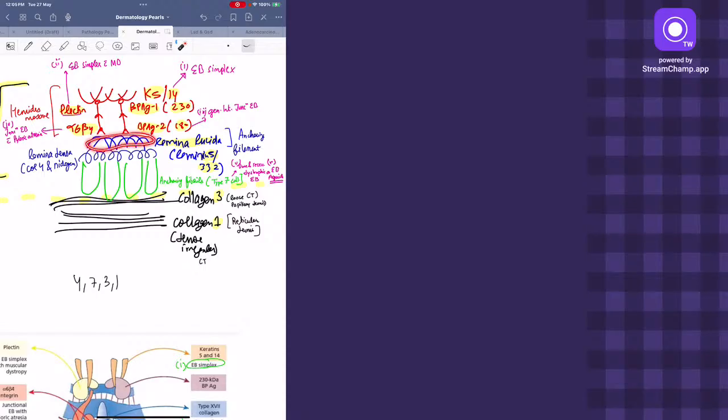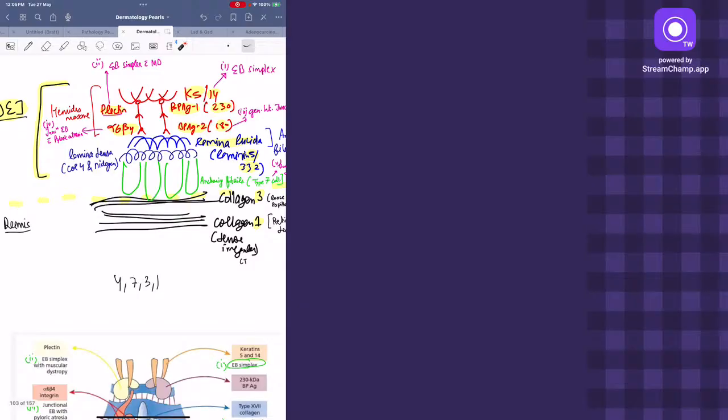And then we have lamina lucida and lamina densa. Lamina lucida is made up of laminin 332, and lamina densa is made up of collagen 4 and nidogen. This whole blue part is called anchoring filaments. And then we have U-shaped anchoring fibrils, which are type 7 collagen, and they connect it to the dermis.